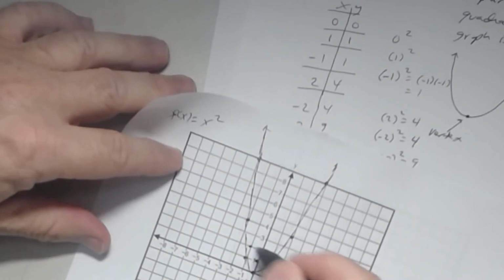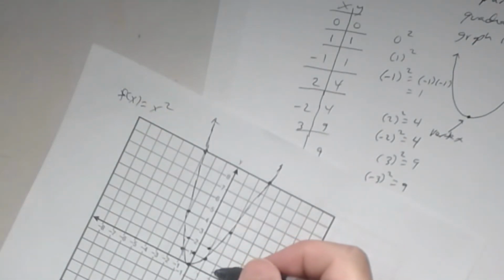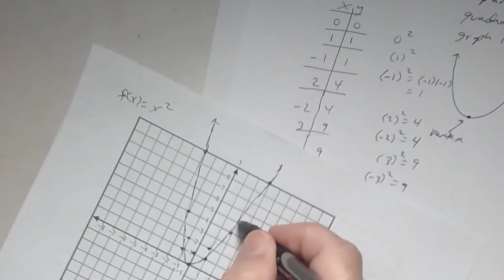So I get this right here. If x is 2, I get 2 squared plus 1, which is 4, plus 1 is 5. So the point (2, 5) is here. There you go.